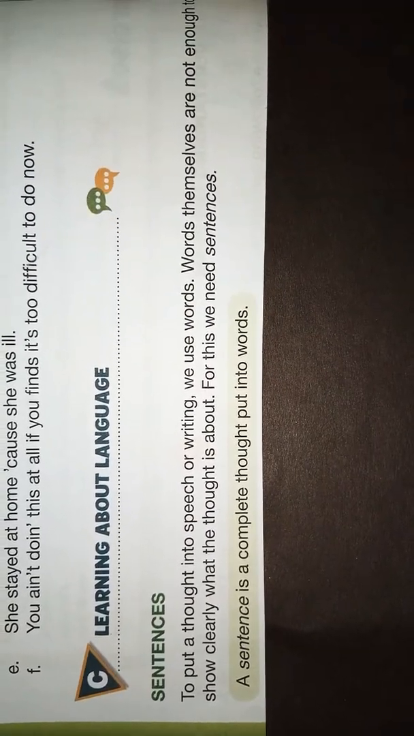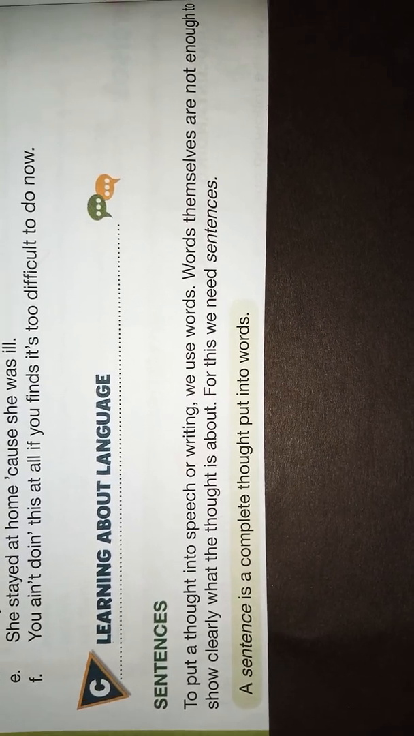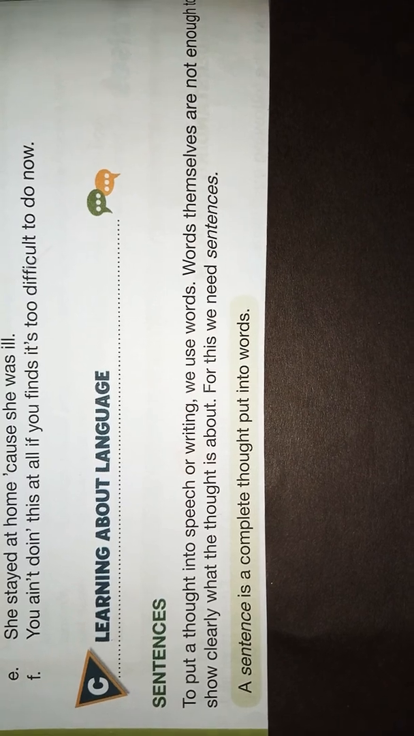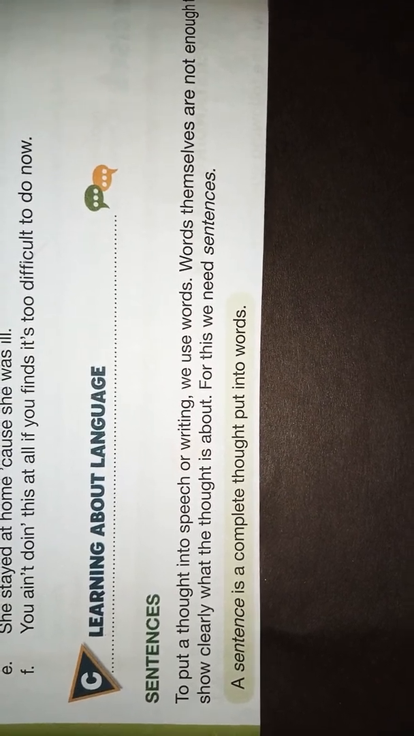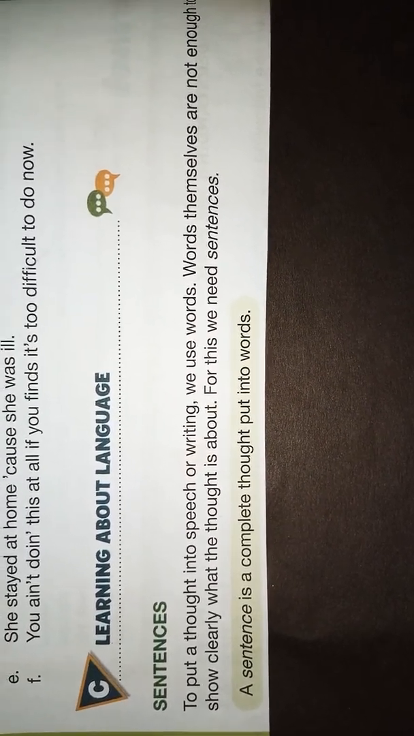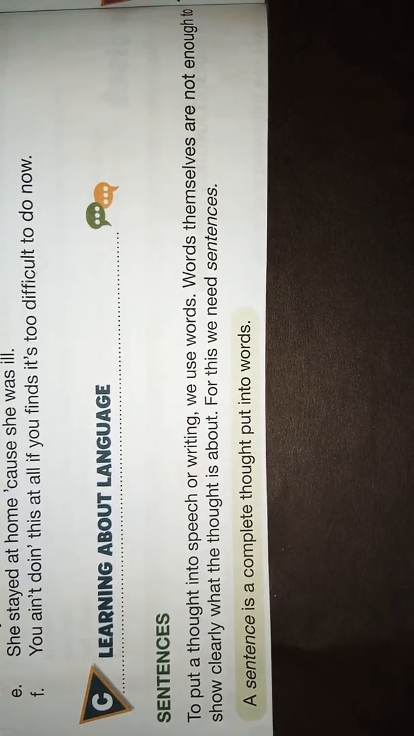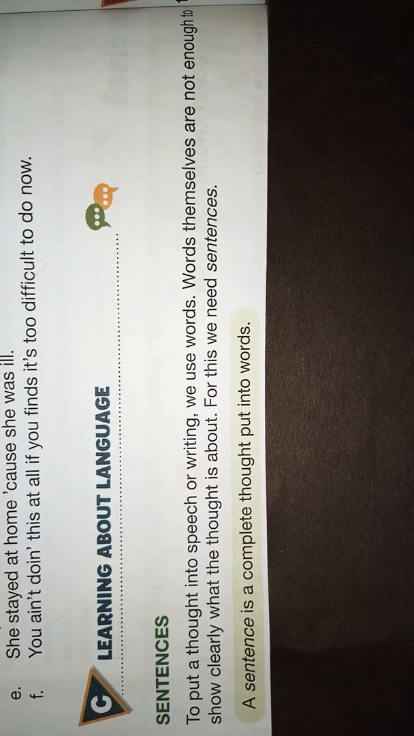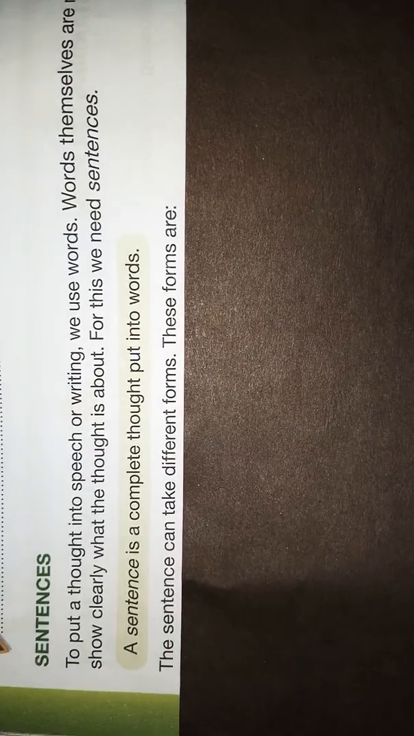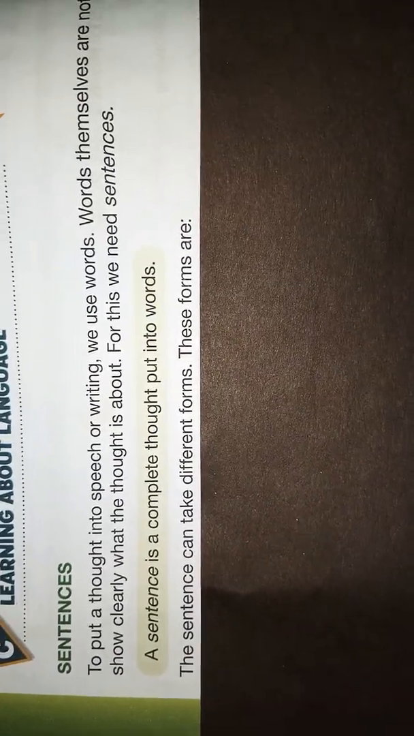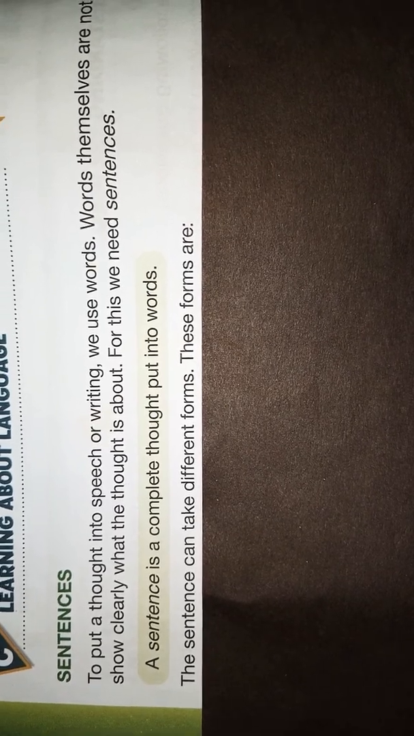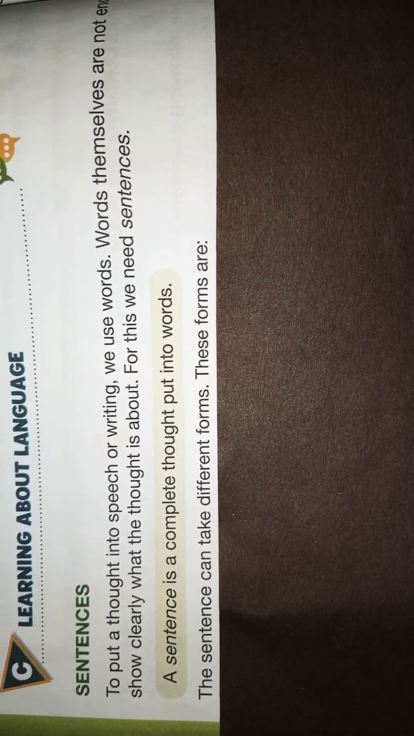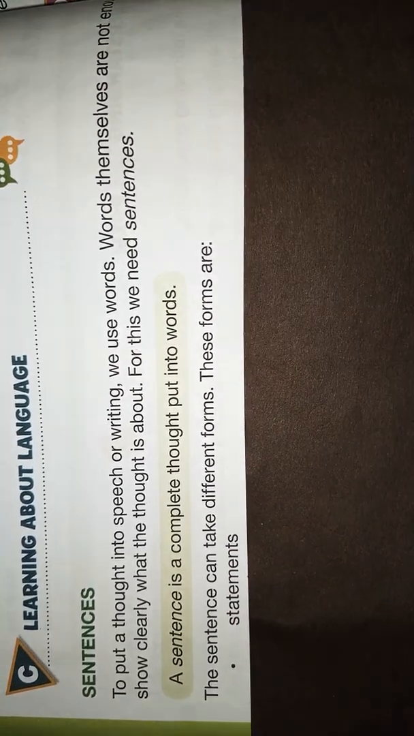So obviously when we write something or we talk about something, we use words to express our thoughts. And those words are not enough to show clearly what we think about. So we need sentences. हमें जुमलों की ज़रूरत होती है ताकि हम अपनी सोच को मुकम्मल तौर पर एक्सप्रेस कर सकें. Here we have different sorts of sentences. The sentences can take different forms. So let's learn about the different forms of sentences.